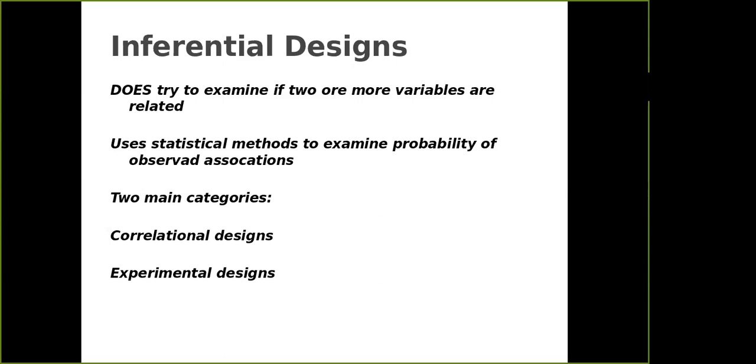Now, under inferential designs, there are two main categories. Under quantitative, we have descriptive and inferential, and under inferential, we have correlational and experimental. So let me talk about correlational designs first.